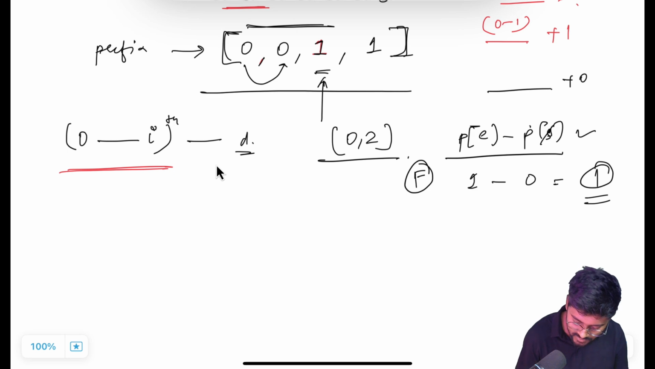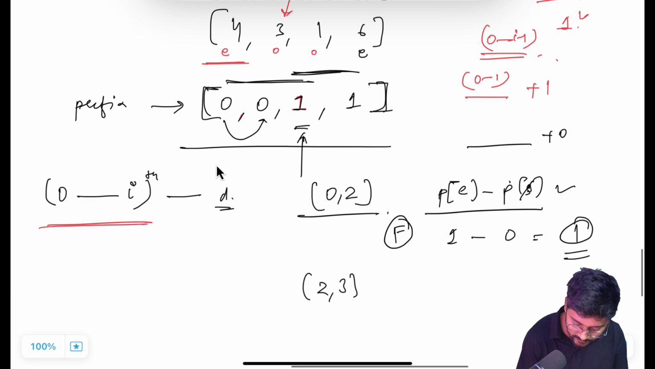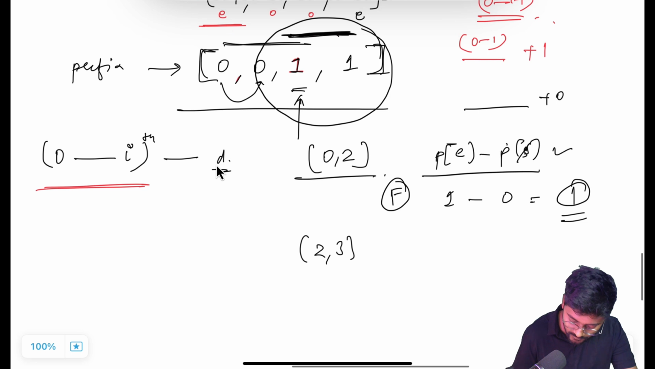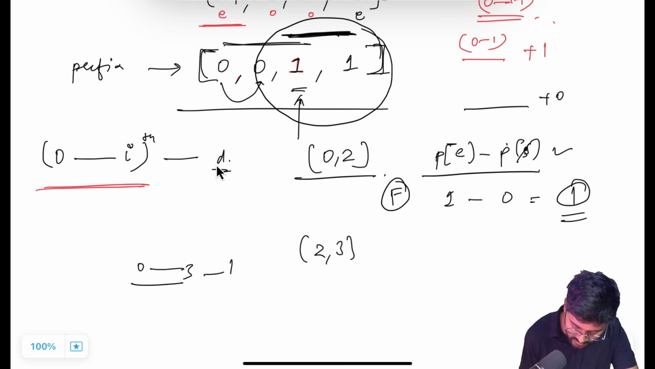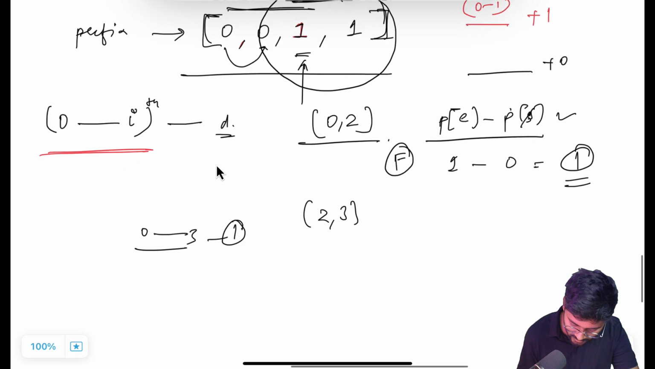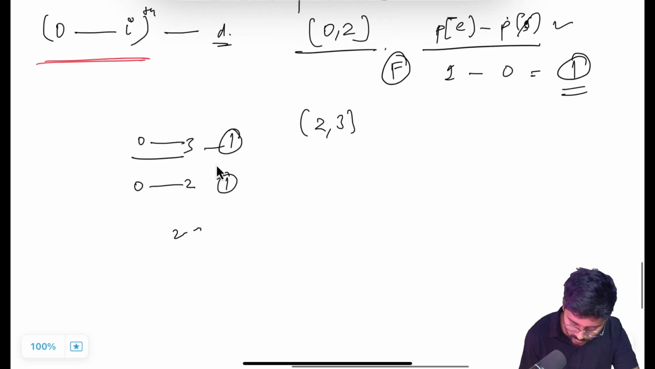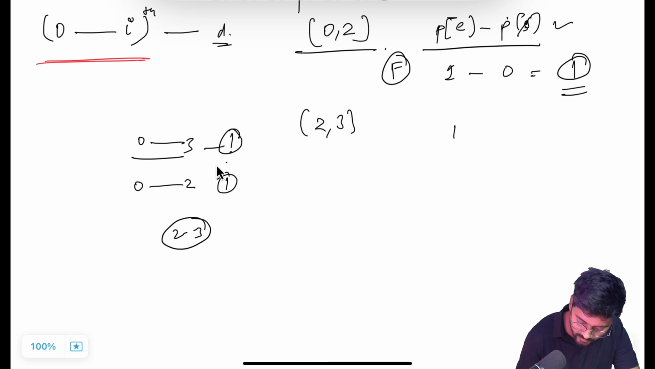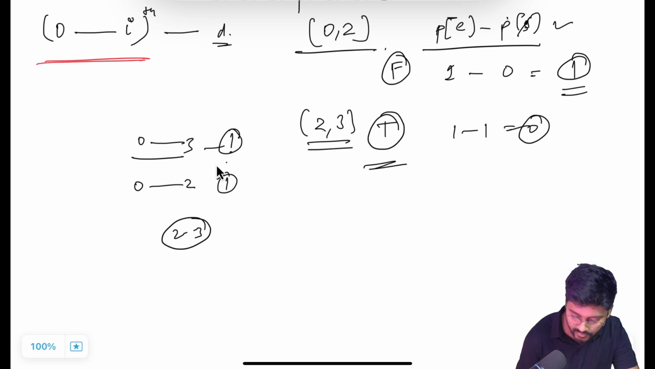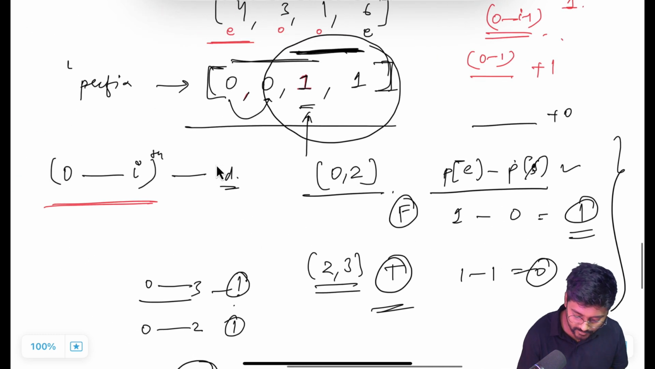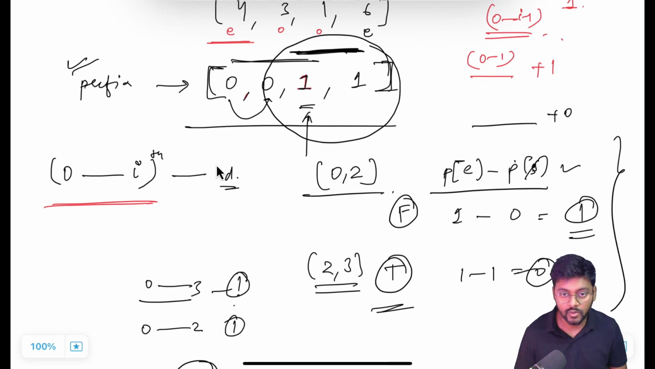And what about the second range? Second range is 2 to 3. 2 to 3, it means this array. This array we have to see. Number of defaulters from 0 to 3 is 1. And number of defaulters from 0 to 2 is 1. And from 2 to 3, 1 minus 1, which is 0. So from 2 to 3 there is no defaulter, so we can directly return true in this case in a constant time. Once we are done with this pre-processing of calculating the prefix, our query result will be the constant operation.